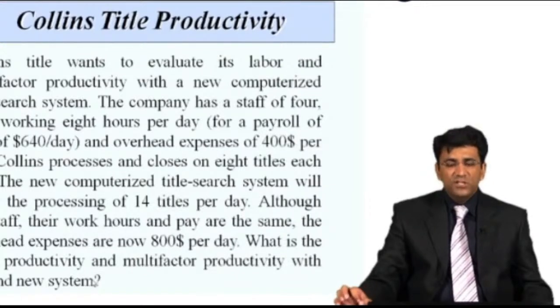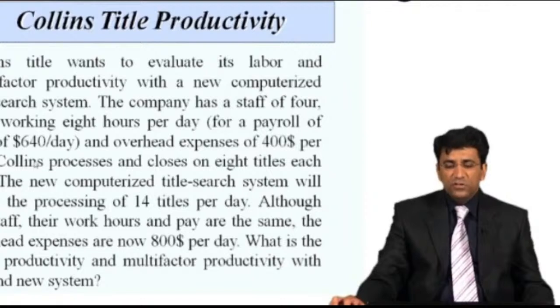Then we will have to identify what sort of inputs are being used, so that we can calculate the productivity. In this particular example, the statement says the company has a staff of 4, each working 8 hours per day. This information gives you the total labor working hours. If we multiply 4 by 8, it will be equal to 32. It means 32 hours are being consumed by the staff.